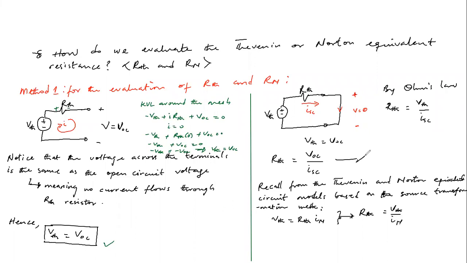So following our deduction here and deduction here, we can therefore establish that R Thevenin is the same as V Thevenin divided by I Norton, which is the same as the open circuit voltage divided by the short circuit current. Therefore, we can conclude that the Thevenin voltage is the same as the open circuit voltage and the Norton current is the same as the short circuit current.